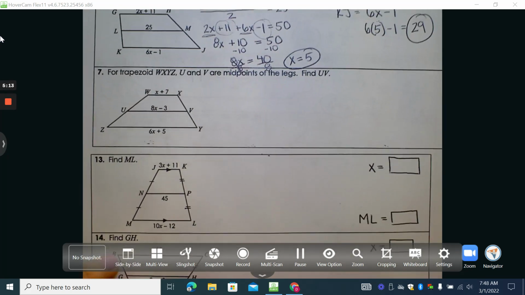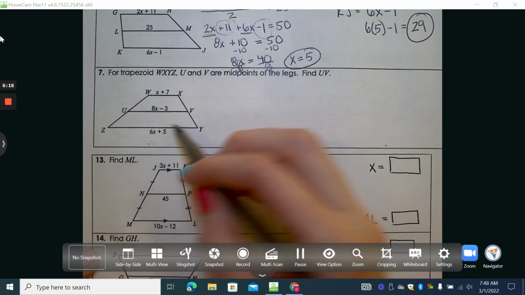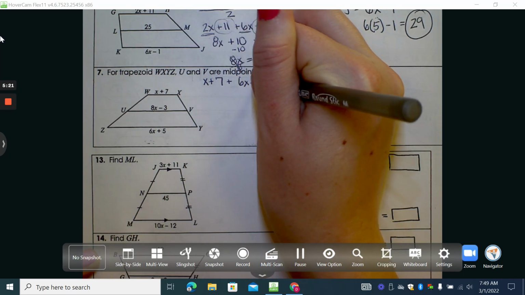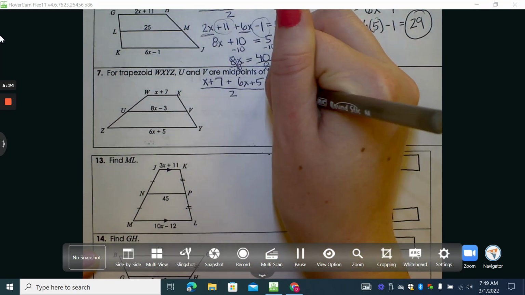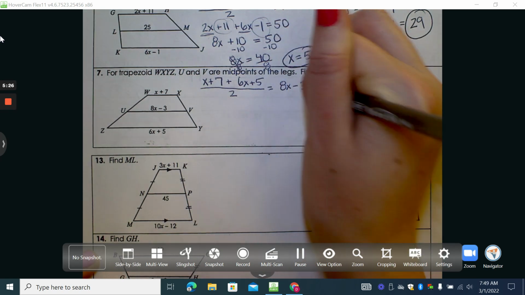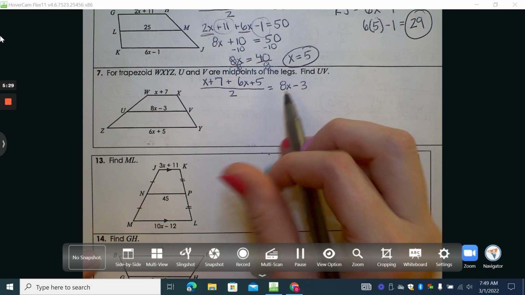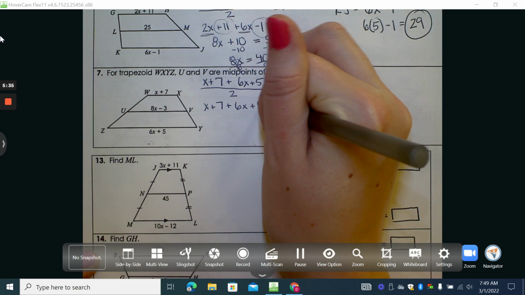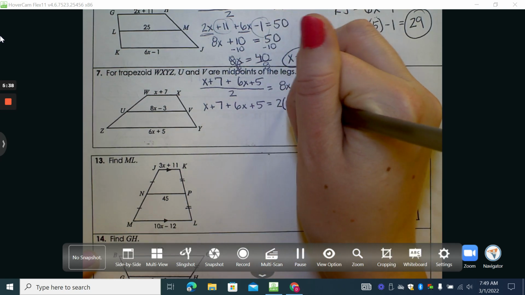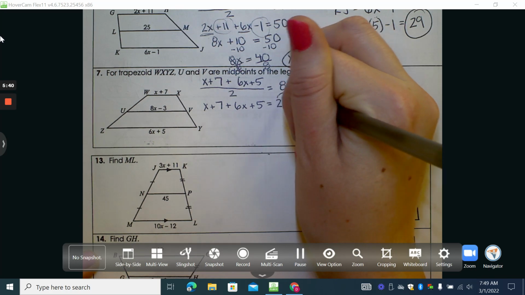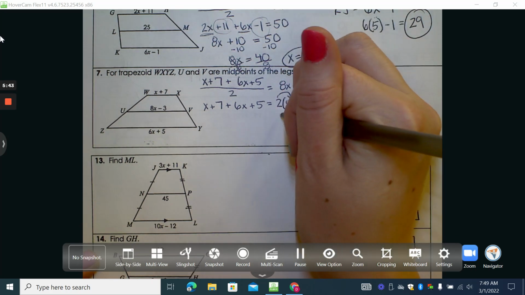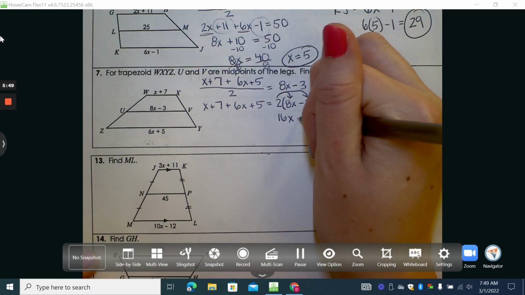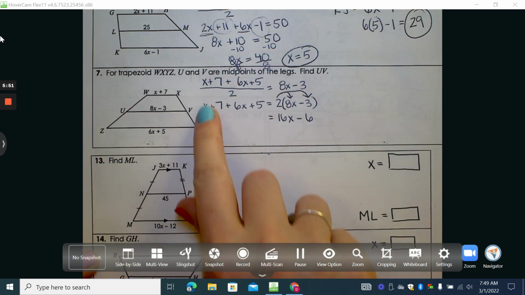Last example, just because it has lots of x's in here. Base plus base would be x plus 7 plus 6x plus 5, all divided by 2, equals 8x minus 3. So when I multiply by 2, I'm going to end up distributing over here. I'm going to leave my x plus 7 plus 6x plus 5 the same briefly. And I'm going to multiply 2 times 8x minus 3. 2 times 8x is 16x, and 2 times negative 3 is negative 6. And I'll bring everything else down.